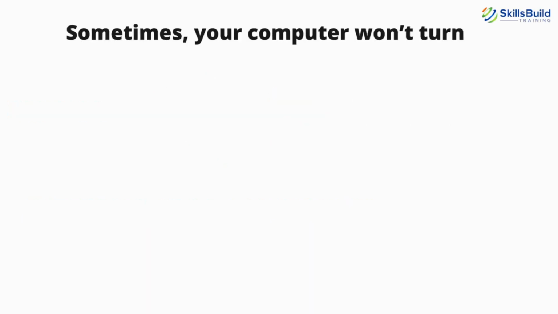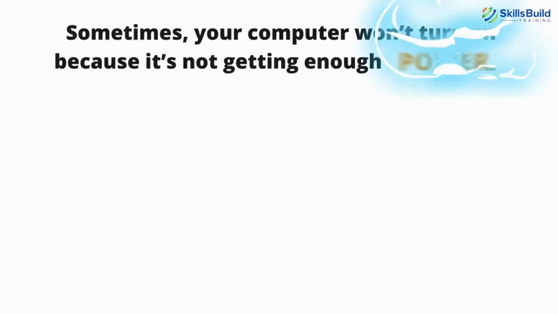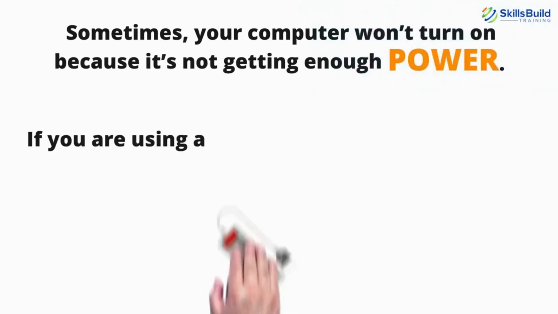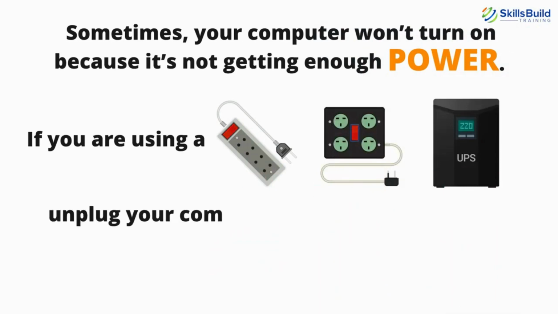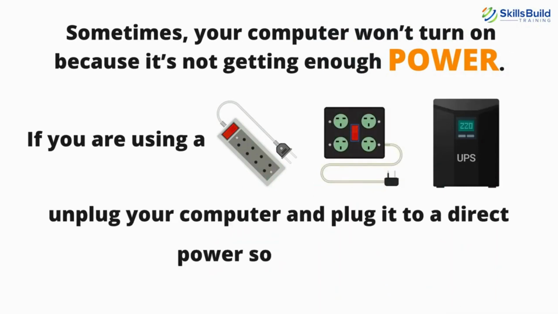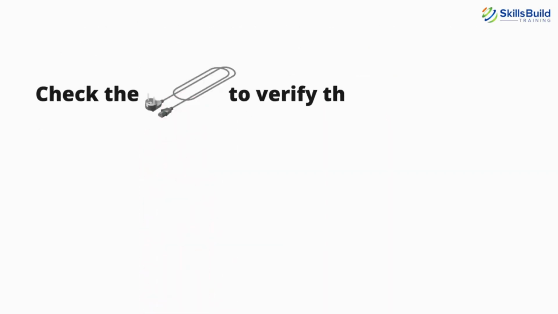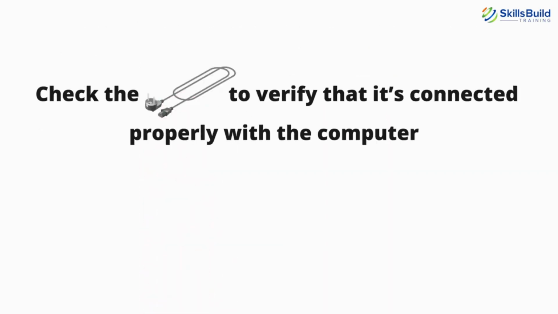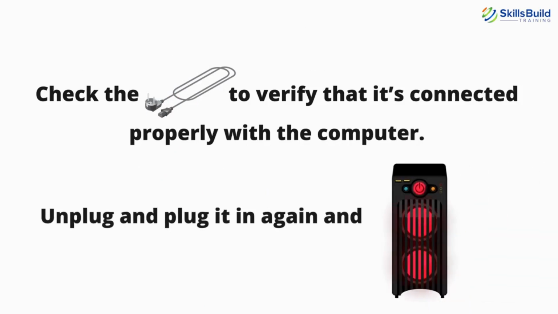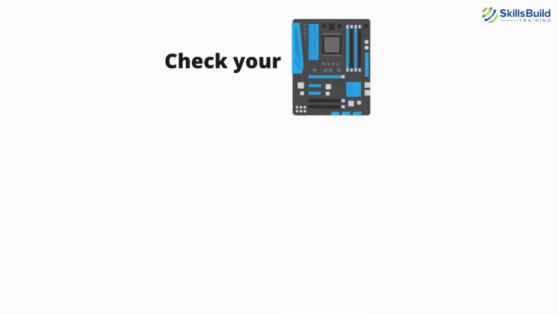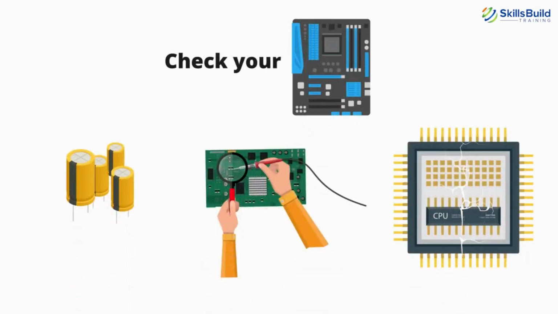Sometimes your computer won't turn on because it's not getting enough power. If you are using a power strip, extension socket, or UPS, unplug your computer and plug it into a direct power socket like a wall socket. Check the power cord to verify that it's connected properly with the computer. Unplug and plug it in again and try turning on the computer. Check your motherboard. Faulty capacitors, fresh soldering, or cracks in chips are some of the common causes of this problem.